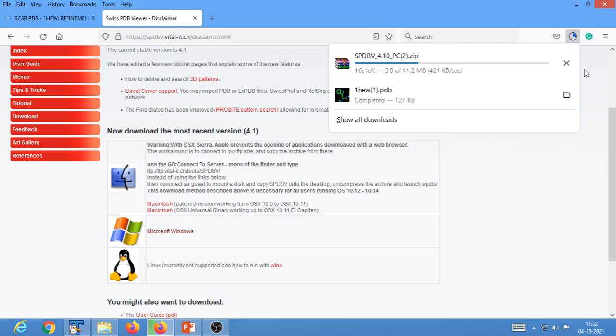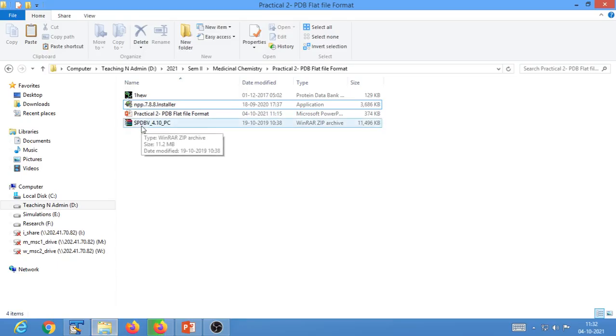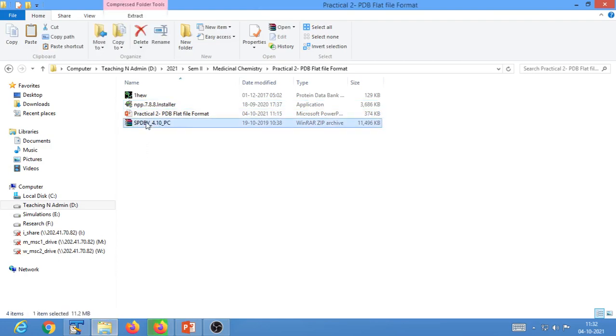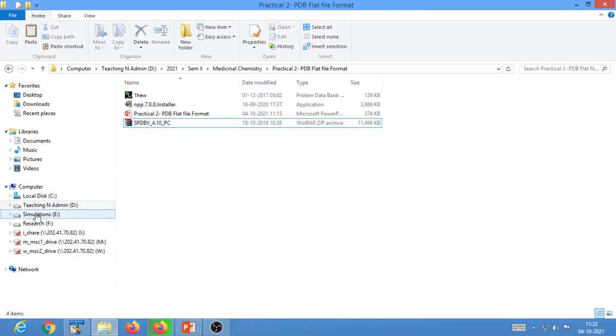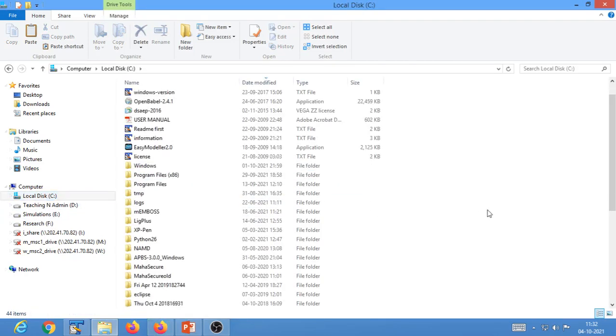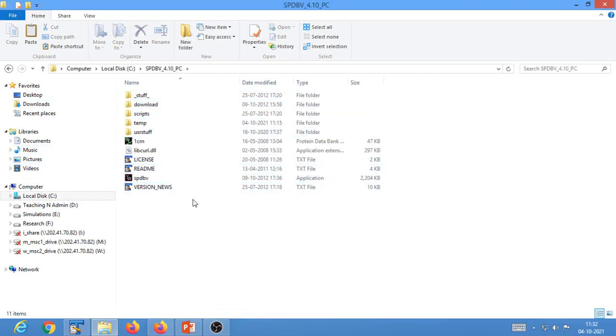Okay, and I have already done it. So you would get a zip file like this. Wherever you have saved your zip file, all you have to do is to extract the information in this archive to, say, your C drive. I have extracted it in my C drive. You would get a folder like this wherever you extract it, and in this folder you can run your SPDBV through this application icon.